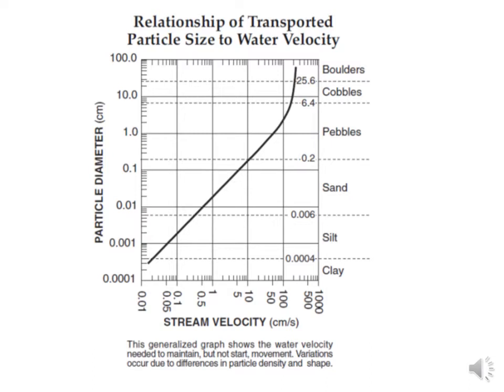So if I have a little tiny piece of clay, how fast does a stream have to go and still be able to carry that clay? Well, what happens if I have a pebble? How fast does a stream have to go in order for the pebble to be able to be moved? How fast does it have to be to move a boulder? So all of those things are on the scale of stream velocity. That's how fast the stream is going, and it's measured in centimeters per second, and how big my particle is, and that is in centimeters. So that's the main thing of this graph.